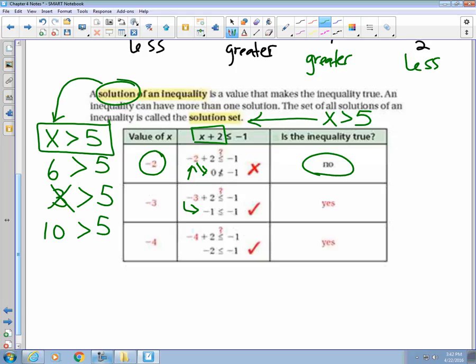And then the last one, negative 4. Negative 4 we plug in. Negative 4 plus 2 equals negative 2. Is negative 2 less than or equal to negative 1? Yes, it is. It's less than negative 1. So that makes negative 4 a solution to the inequality x plus 2 is less than or equal to negative 1.